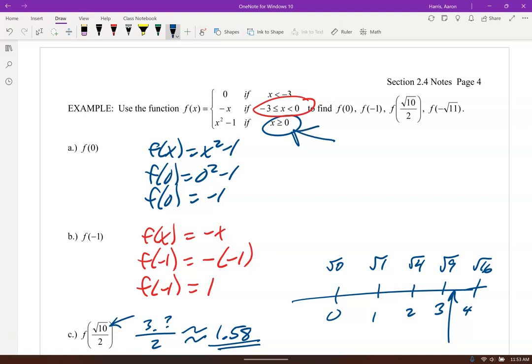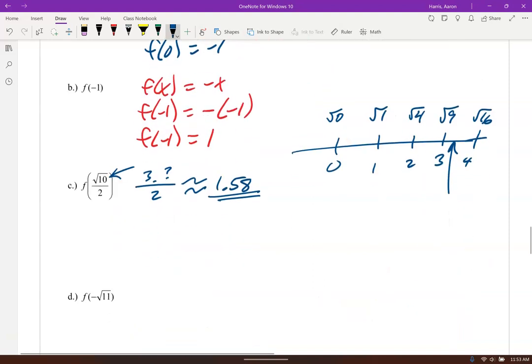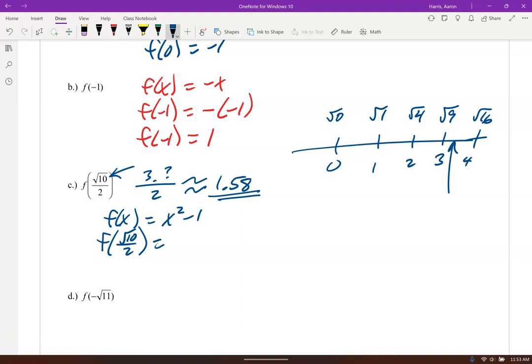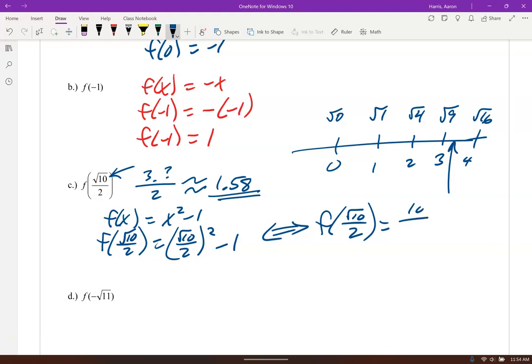Well, 1.58 is greater than or equal to 0, so I have to use the bottom one, x squared minus 1. F of x equals x squared minus 1. Plug in the square root of 10 divided by 2. So I get the square root of 10 over 2, squared, minus 1. In other words, square root of 10 squared is 10. 2 squared is 4. So I have 5 halves minus 1. 1 is 2 over 2. So I get 3 over 2 for the square root of 10 over 2.